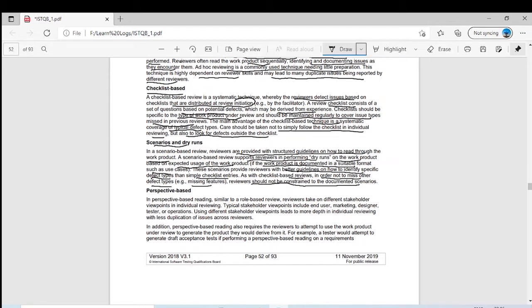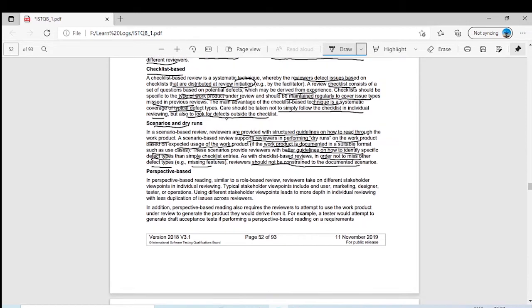Like for example, you have an application and you are reviewing that application on the mobile as a user interface. So maybe there are some scenarios that if you do this, this will happen, like use cases. But maybe you can go beyond that checklist or beyond those scenarios and dry runs. For example, a different use case comes to your mind at that time, you can also apply that. The next one is perspective based.